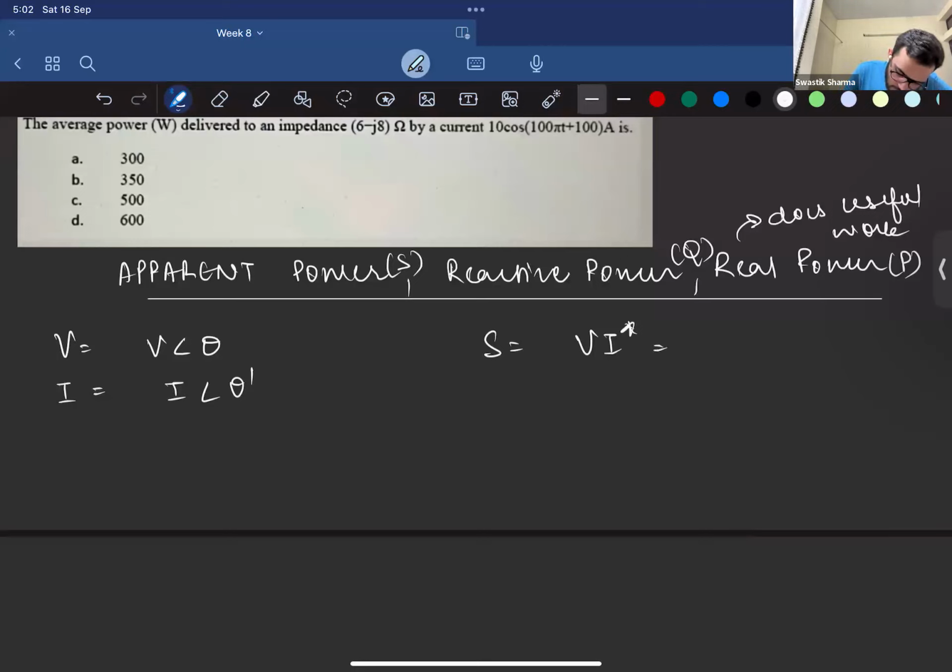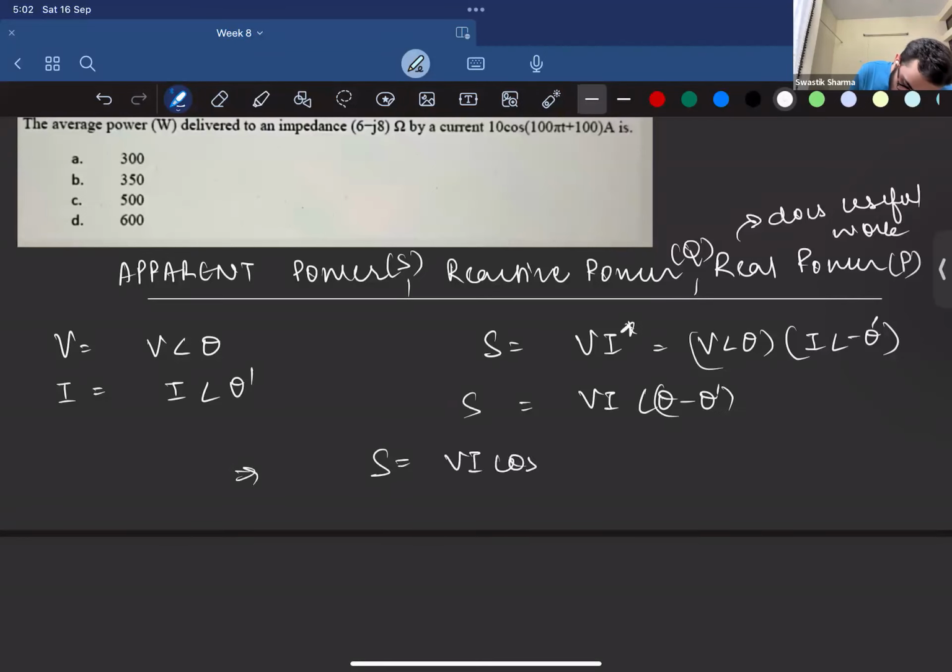So what is it going to be? It's V angle theta multiplied by I angle minus theta dash, right? So what does this come out to be? VI angle theta minus theta dash. So S can be represented as VI cos of theta minus theta dash. This was in polar form, now represented in rectangular form, plus j VI sine of theta minus theta dash.